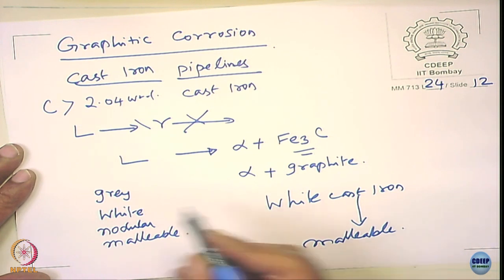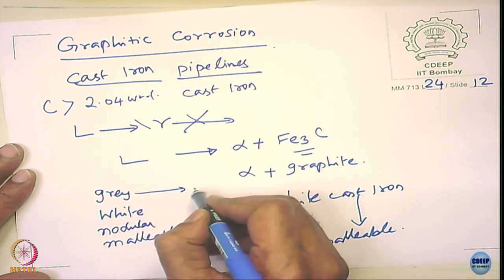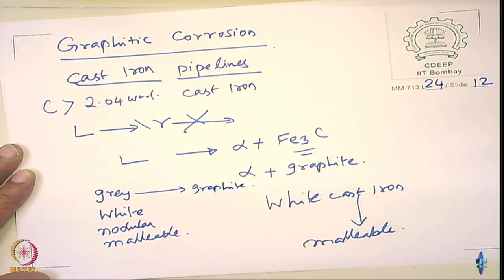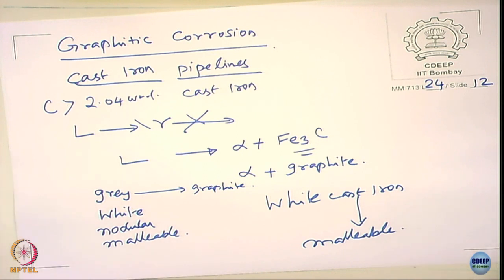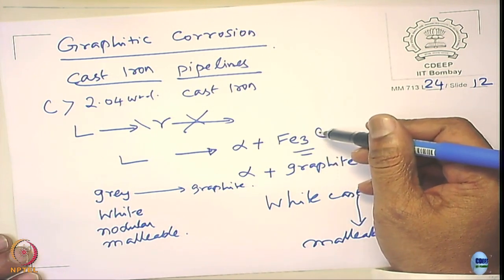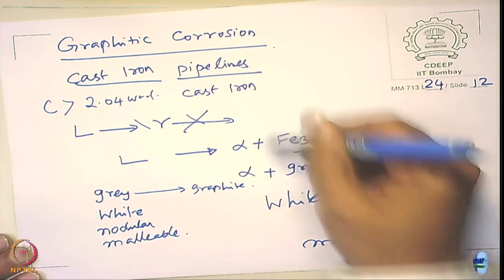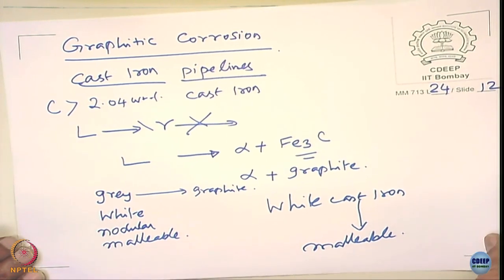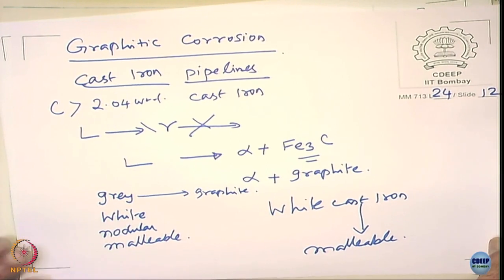And what is the gray cast iron? Here also you directly get graphite, but the graphite is in the flake form. Those who want to know more about, for example, why it should form Fe3C, how it is possible to have graphite without forming Fe3C, and what additions are added, you can read some books. There are nice, simple books available, if people read them.